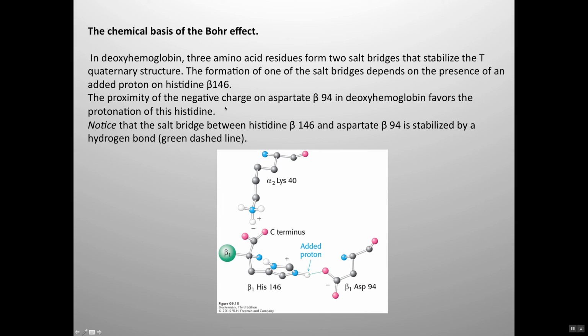Now, the proximity of this negative charge on aspartate beta 94 favors the protonation of this histidine. So this aspartate group here is favoring the protonation. Now, you should notice that the salt bridge between histidine beta 146 and aspartate beta 94 is stabilized by a hydrogen bond. So that's this green dashed line here between these two residues.